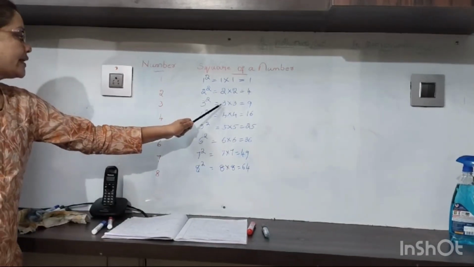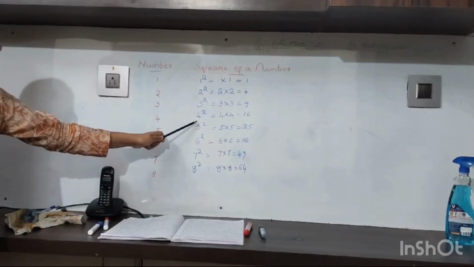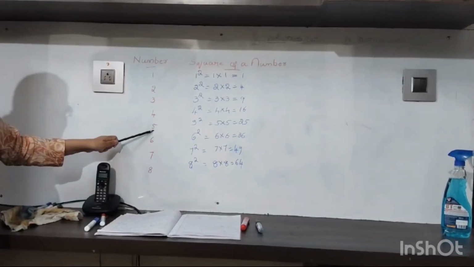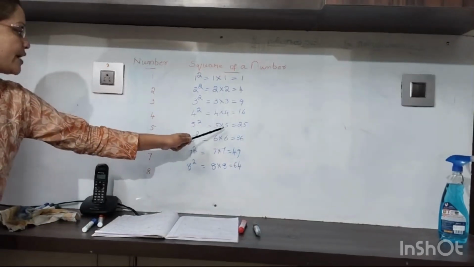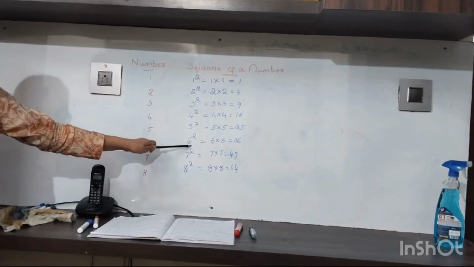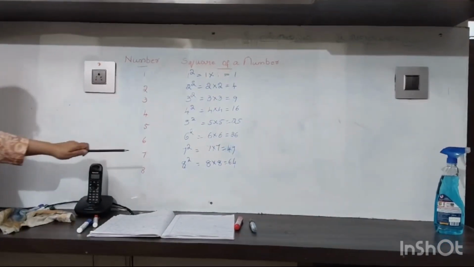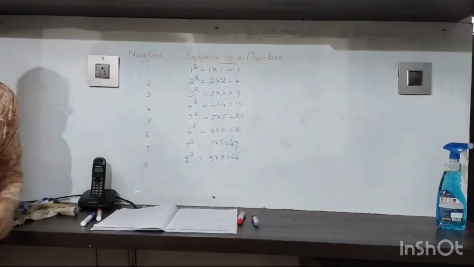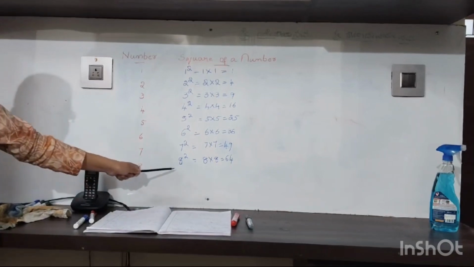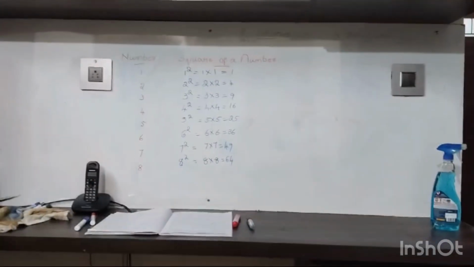3 square. 3 into 3 is equal to 9. 4 square. 4 into 4 is equal to 16. 5 square. 5 into 5 is equal to 25. 6 square. 6 into 6 is equal to 36. 7 square. 7 into 7 is equal to 49. 8 square. 8 into 8 is equal to 64, and it goes on.